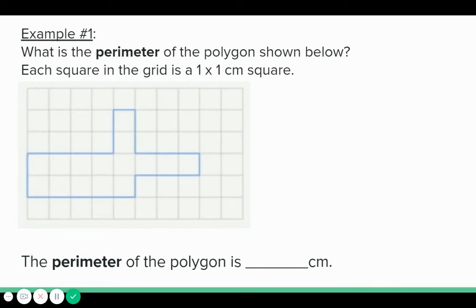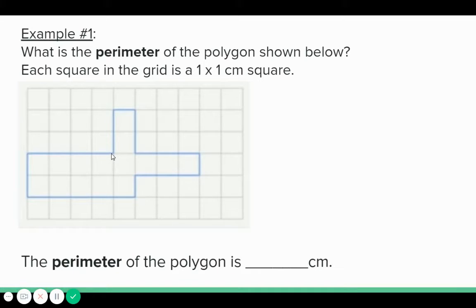Now let's go into the first example. The first example says, what is the perimeter of the polygon shown below? And it also says that each square in the grid is a 1 by 1 centimeter square. So when I see the word squares, I may feel compelled to count squares inside, but remember that the inside space represents area. We're not talking about area in this problem, we're talking about perimeter. So I want to know the boundary of this shape, how long this line is.